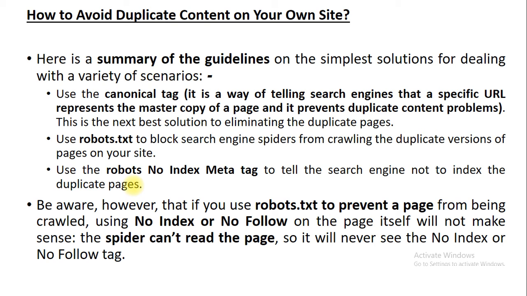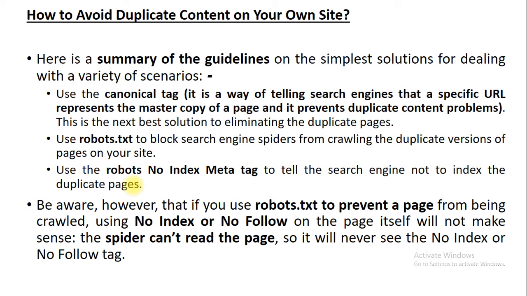Next is use robots.txt. We are going to see the practicals based on the robots.txt file. When you use a robots.txt file, it will block the search engine spider from crawling the duplicate versions of pages on your website. So the robots.txt file gives you the facility to block certain kinds of duplicate pages, and those pages are not crawled by the crawler. So you can restrict the crawler using the robots.txt file.